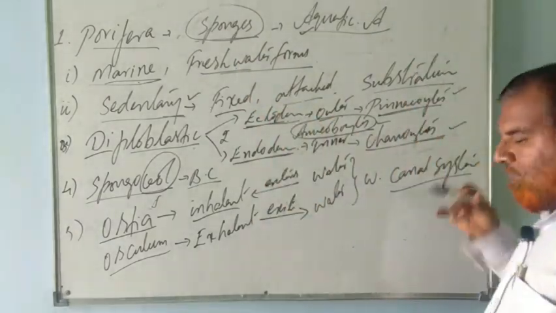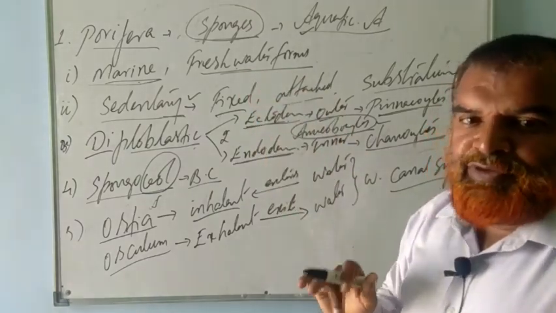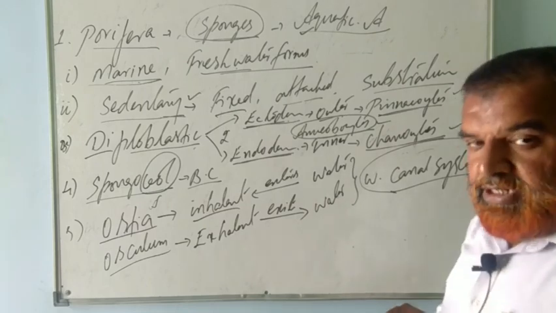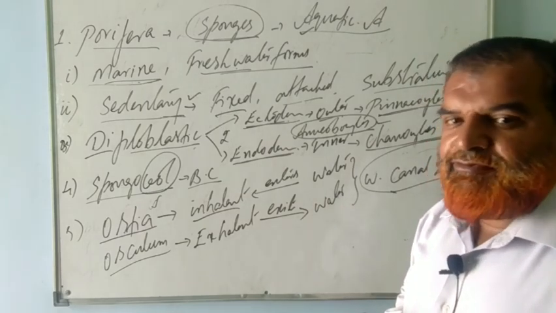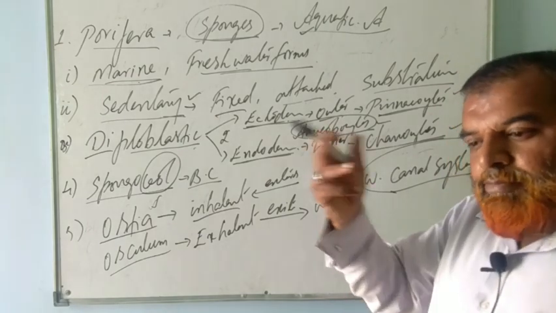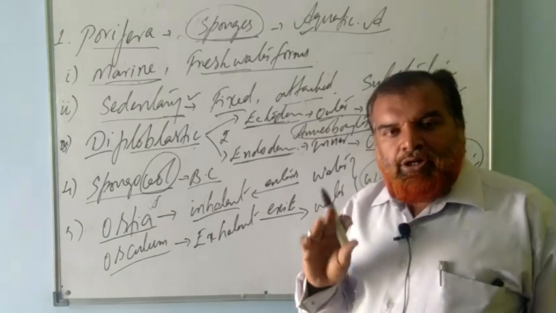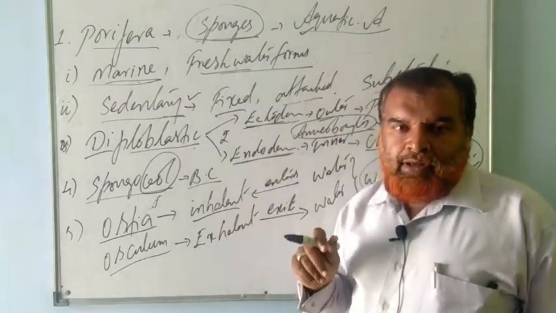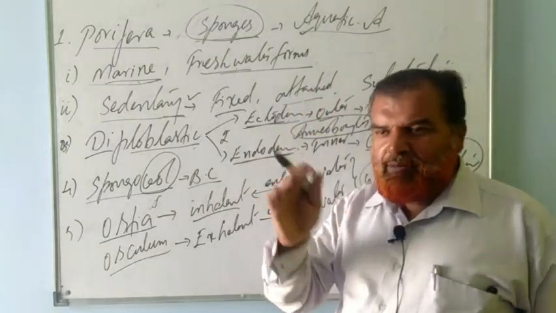Water canal system. Do remember this very seriously. In case of poriferans, phylum Porifera, you come across the water canal system. In starfish also, in echinoderms also, there is a similar concept, a little more advanced, that we call the water vascular system. Don't get confused. Water canal system; water vascular system in Echinodermata, starfish. We'll talk about that later.